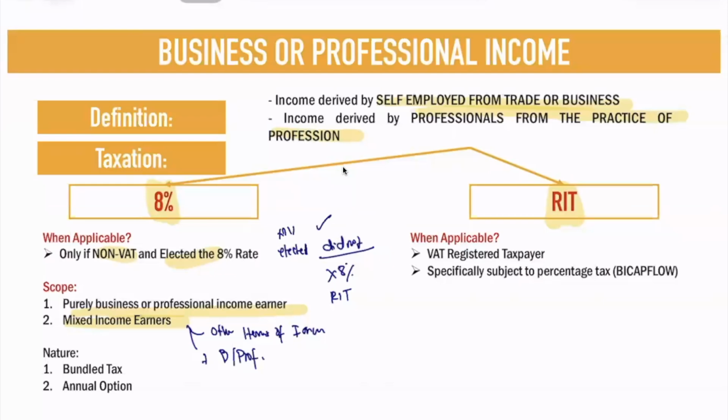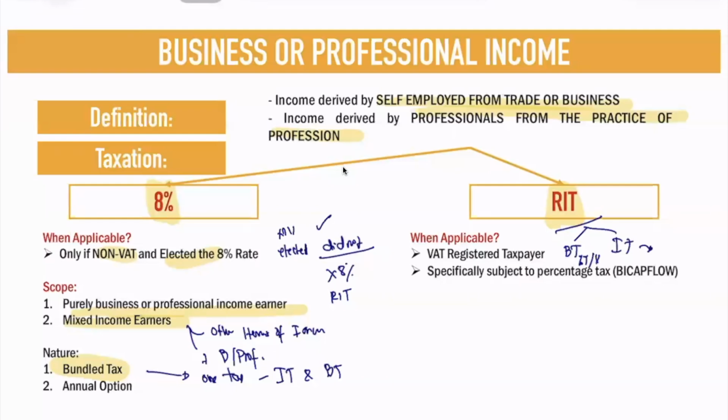Now, what is the nature of 8% tax? The nature is that it is a bundled tax. So what do we mean by bundled tax? When we say bundled tax, you pay only one tax for income tax and business tax. So normally kasi pag RIT ka, you pay business tax and income tax. The business tax either percentage tax or VAT, and income tax is of course your income taxation. But now under 8% it is bundled. You have one tax both for IT and BT. Income tax and business tax in lieu of this is 8%.